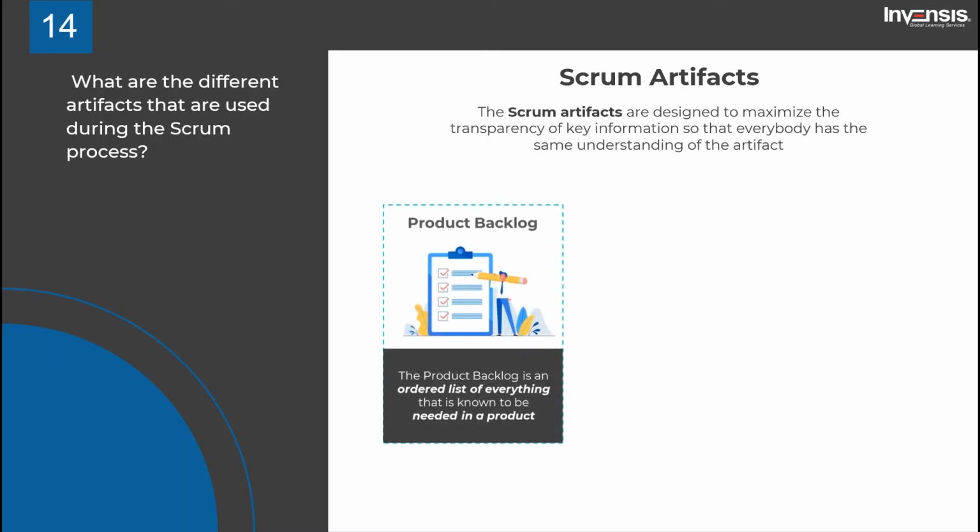Product backlog. Firstly, we have a product backlog. The product backlog is an ordered list of everything that is known to be needed in the product. It is created by the product owner with the help of the development team and the Scrum Master.